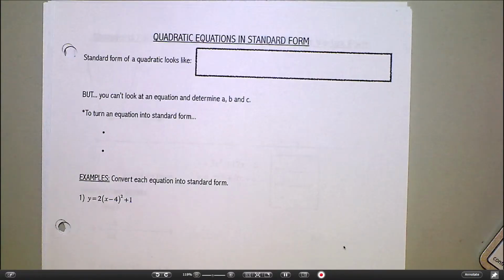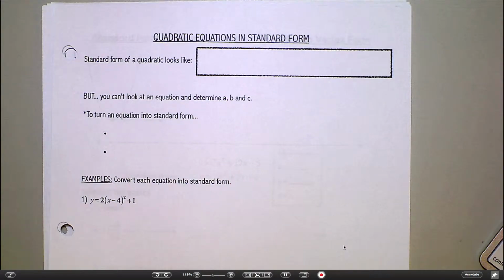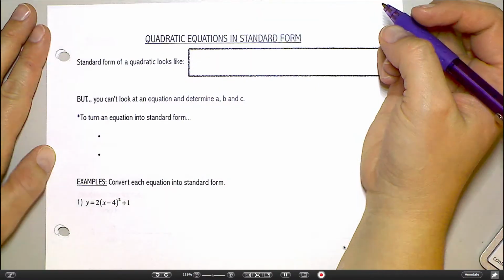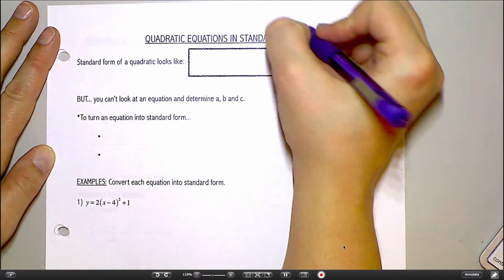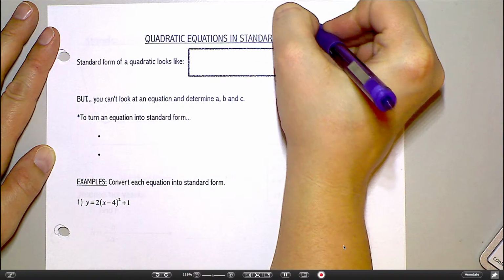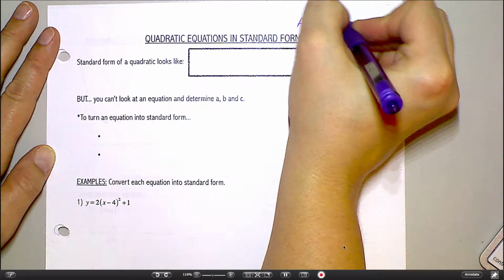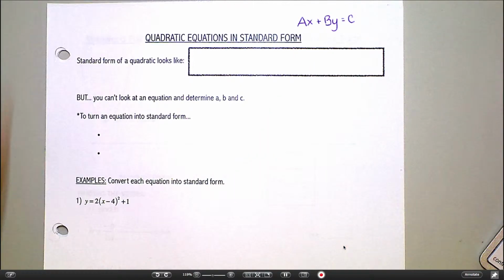Okay, so just some background info for you to sort of reactivate some things you've already learned. When we talked about linear equations, we talked about standard form of a linear equation, and it looked like this: ax plus by equals c. Does that look familiar? Today we're going to talk about a standard form of a quadratic, which has a lot of the same properties. It kind of goes along the same idea.